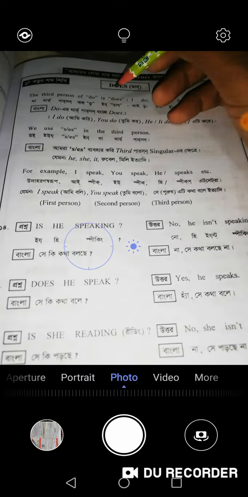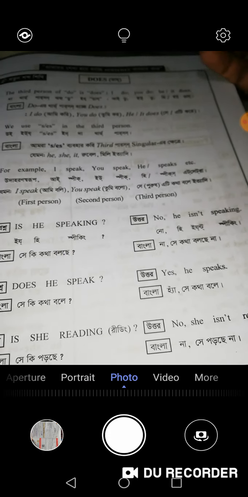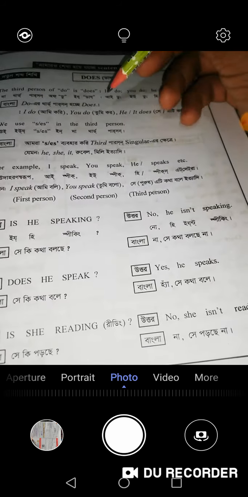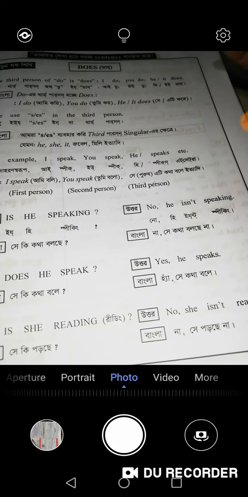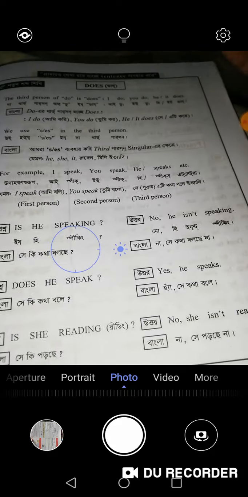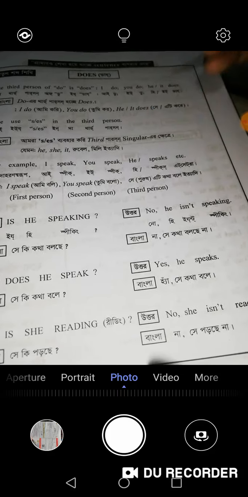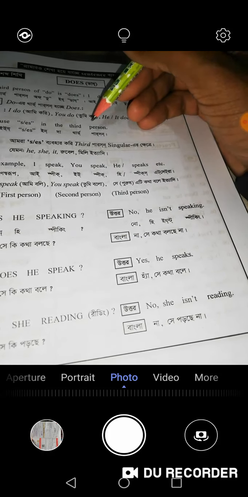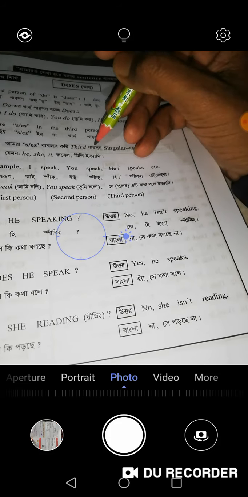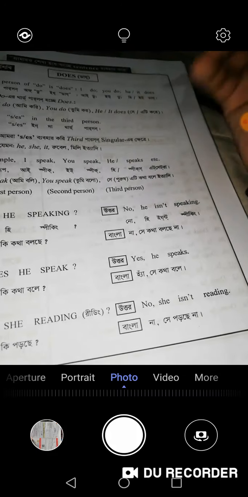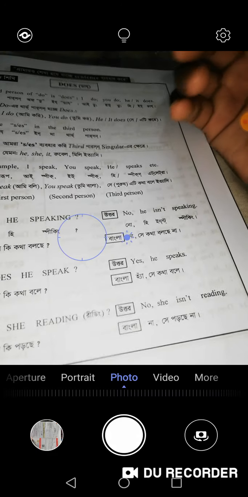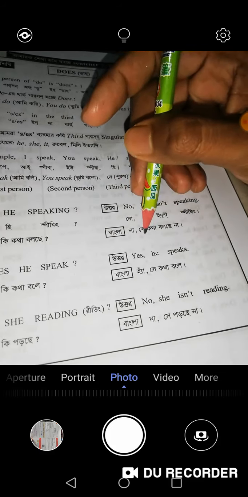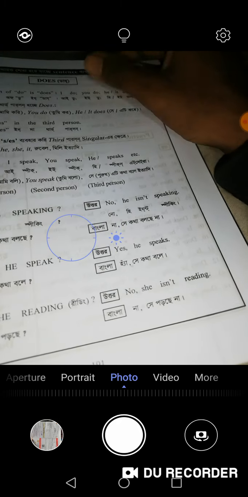Does. The third person of do is does. I do, you do, he or it does. So for first and second person it's do, but for third person it's does. We use s or es in the third person. For example, I speak, you speak, he speaks. Is he speaking? No, he's not speaking. Does he speak? Yes, he speaks. Is she reading? No, she's not reading.